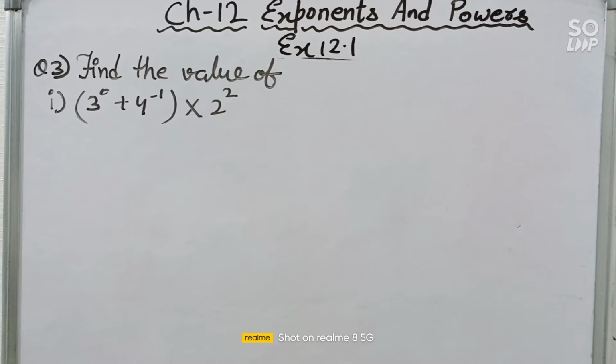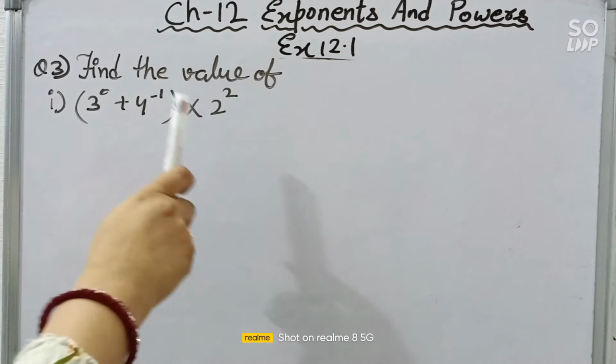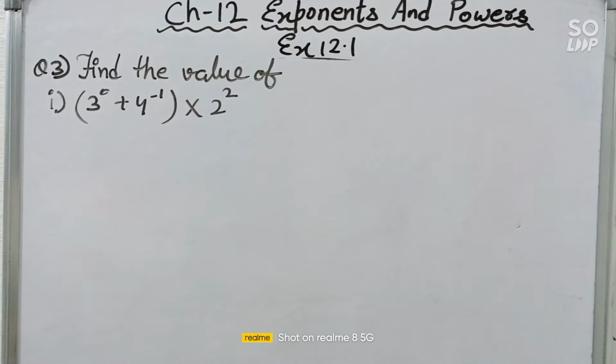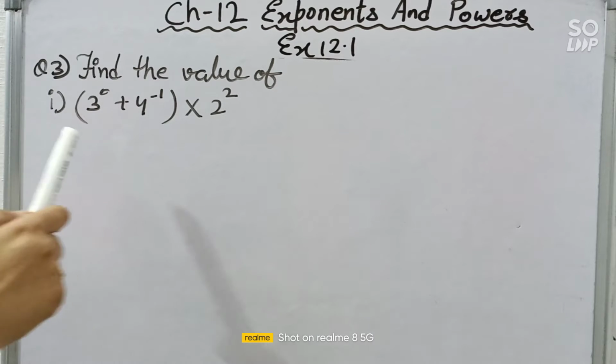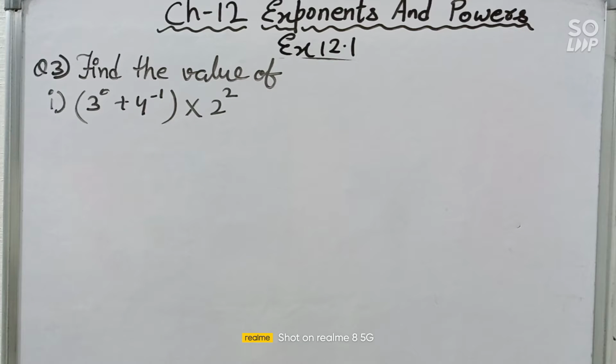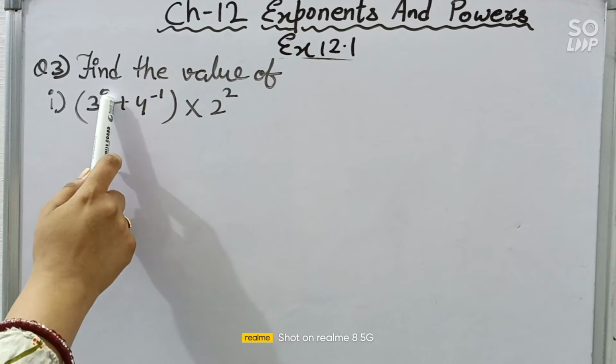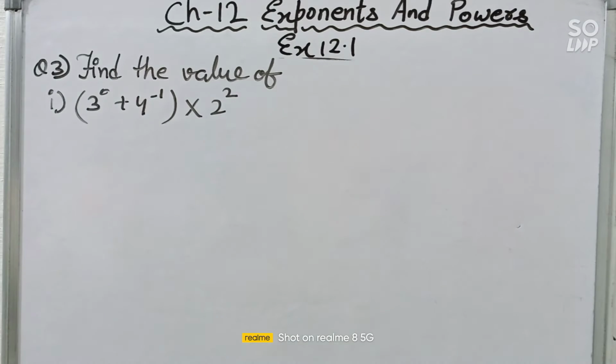Come to question number 3. Find the value of, first part is (3 raised to the power 0 plus 4 raised to the power minus 1) multiply 2 raised to the power 2. Now by seeing this expression we know that we have to solve the bracket first according to BODMAS. Within the brackets it is given 3 raised to the power 0 plus 4 raised to the power minus 1.